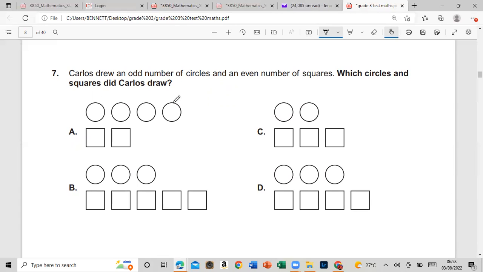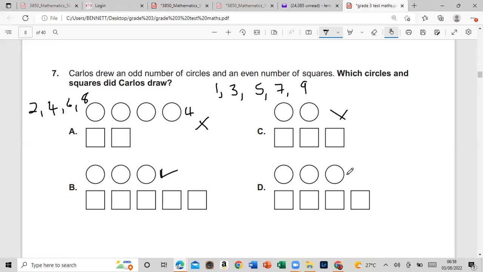All right, so odd number, right? So odd numbers are like 1, 3, 5. All right, and even numbers are like 2, 4, 6. Numbers that when divided by 2, there is no remainder. So let us look at this one now. So it says odd number of circles. So this is even, but this is 4, so we can eliminate this. This is odd, right? This is odd. So it's between, this is also odd.